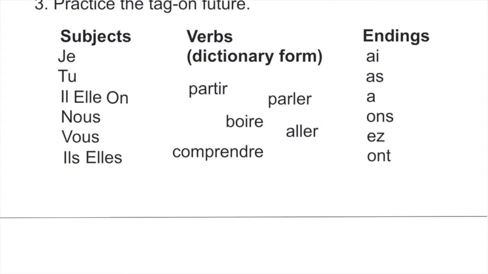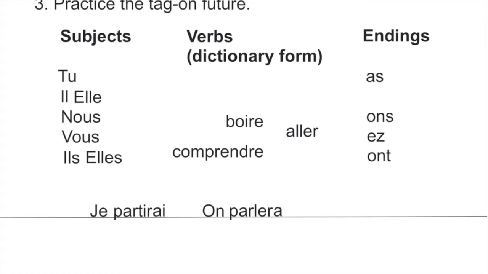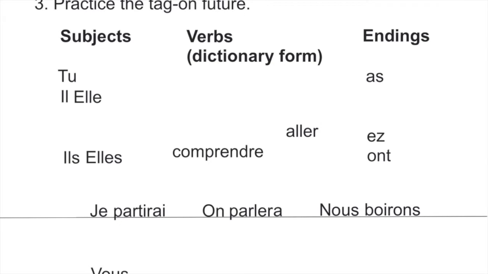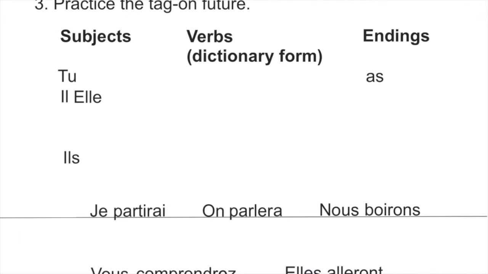So all I need to do is pick a subject, a verb in the dictionary form, and the ending corresponding to the subject I picked. And here's our first example. Je partirai. I will leave. Here are a few more examples. On parlera. We will talk. Nous boirons. We will drink. Notice we need to adjust slightly and drop the e of the dictionary form here. Vous comprendrez. You will understand. And in this case, of course, we only keep one e. And finally, wait, this is not correct.